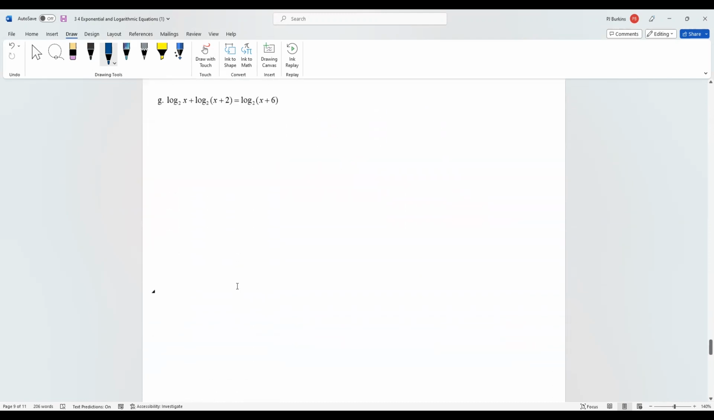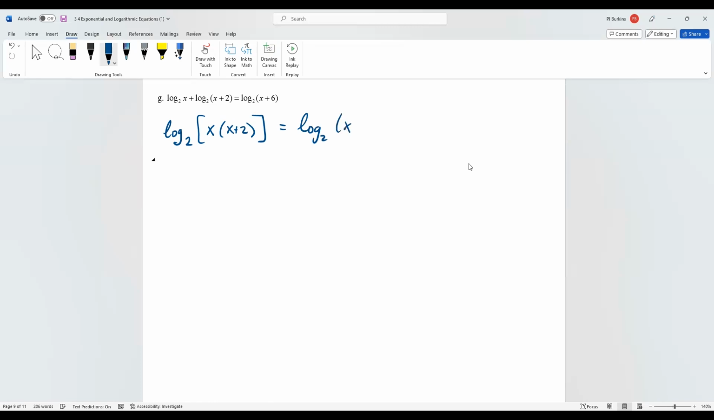All right, I think we have a few more examples here. This time we've got a combination of logarithms, all the same base, which is good. So I'm going to put the two logarithms on the left-hand side together. I can accomplish that using a logarithmic rule, which says I can just multiply their arguments since they are added.